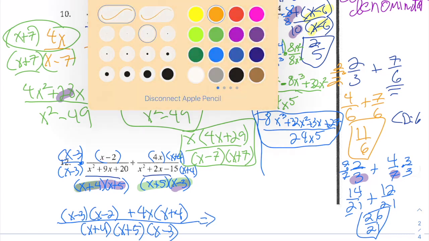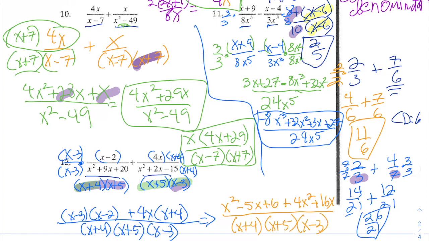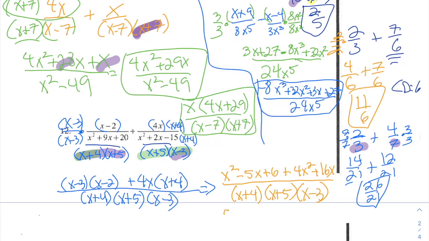All right, so now you got to do a little bit of the work here. This becomes x squared minus 5x plus 6 plus 4x squared plus 16x all over x plus 4 times x plus 5 times x minus 3. And now I combine my like terms, 5x squared plus 11x plus 6 all over x plus 4, x plus 5, and x minus 3.